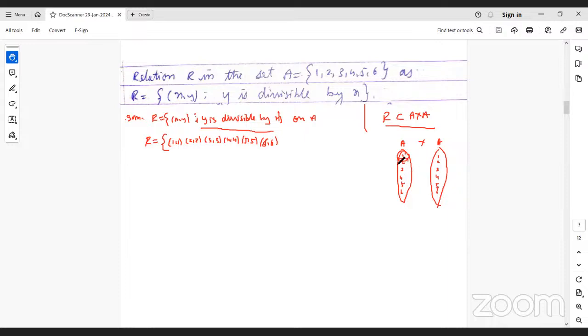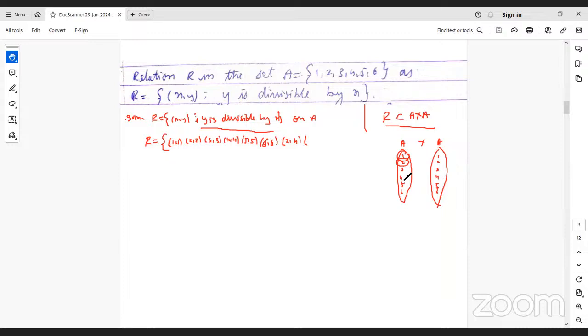Next, we need to consider the second number now, 2. So 2 is divisible by what? 2. 2 is divisible by 2. And also, 2 is divisible by 4 also. So 2 comma again what? 4. Next, you take the number 3. So 3 only is divisible by 3.